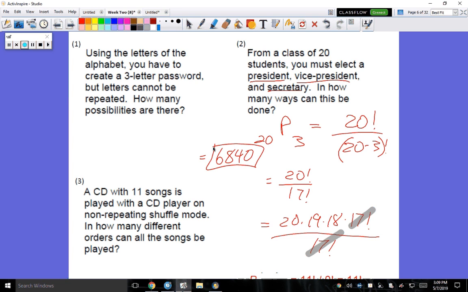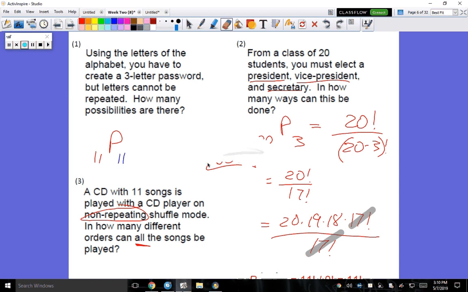So a CD with 11 songs is played with a CD player on non-repeating, there's a key buzzword, shuffle mode. How many different orders can all the songs be played? So non-repeating, you know that order matters. So it's going to be a permutation. What's the total number of songs? 11. How many are you going to choose? 11.